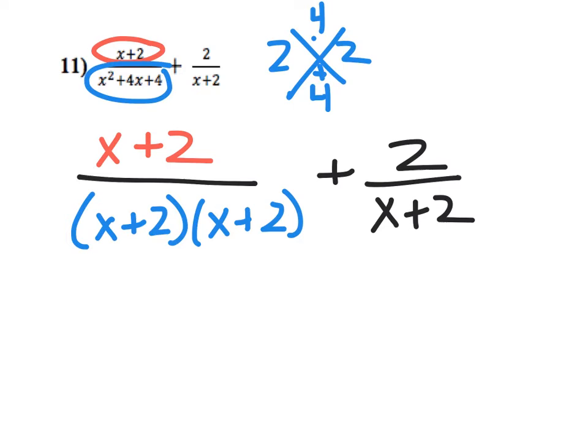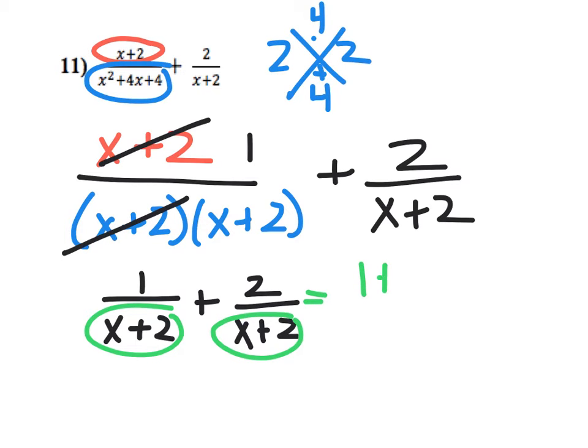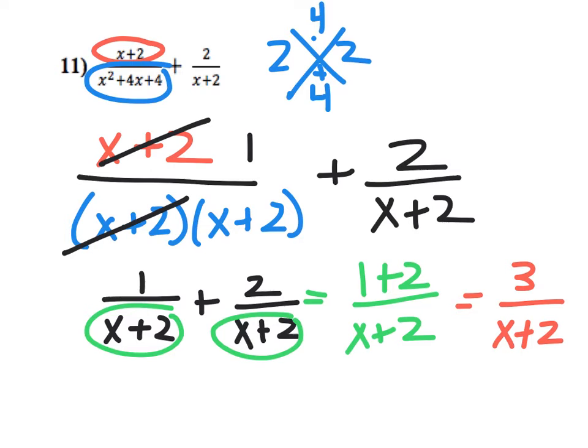I can't simplify anything in that second one, so we're just going to leave it. If you can cancel stuff out at this point, go ahead and do that. I noticed that we have an x plus 2 on top and 1 on the bottom. So remember, that leaves just a 1 on top. So I really have 1 over x plus 2, plus 2 over x plus 2. Now, since my denominators match, I can just add the top. So I can do 1 plus 2 over x plus 2. The bottom stays the same. That means that my final answer is going to be 3 over x plus 2.